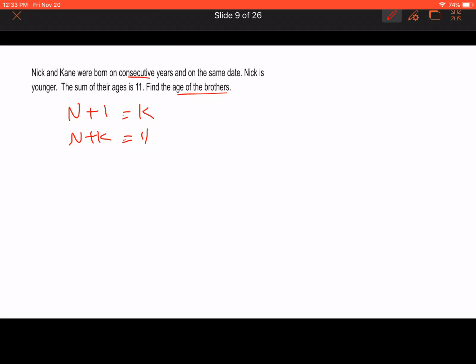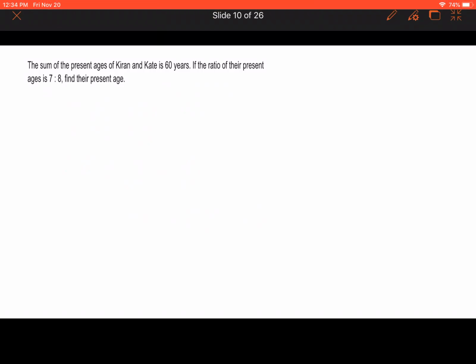So we just have to substitute the age of Nick. Okay, so what is Cain? It's nothing but n plus 1, right? So Nick plus, instead of Cain's age, we substitute n plus 1, which is equal to 11. So n is equal to 5 and Cain is equal to 5 plus 1, 6. Okay, now we will move to the next problem.